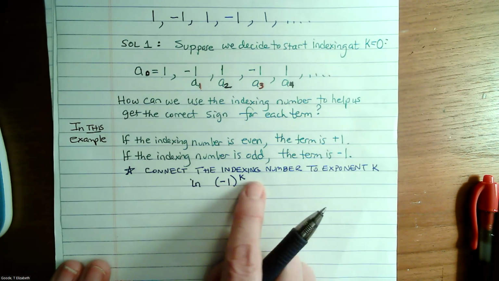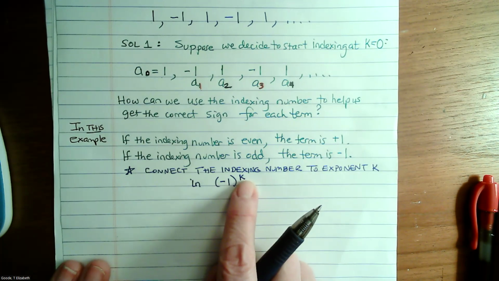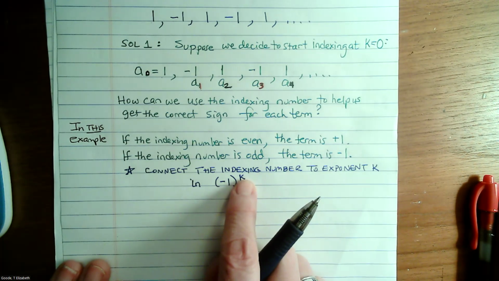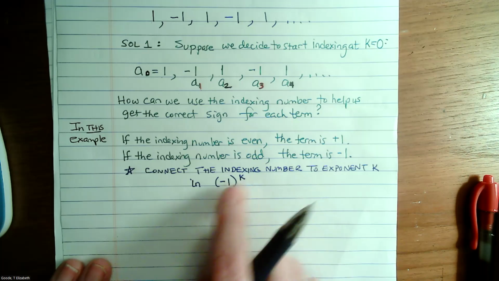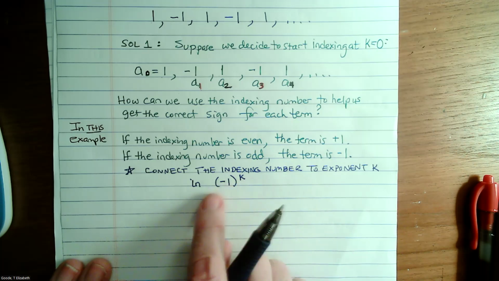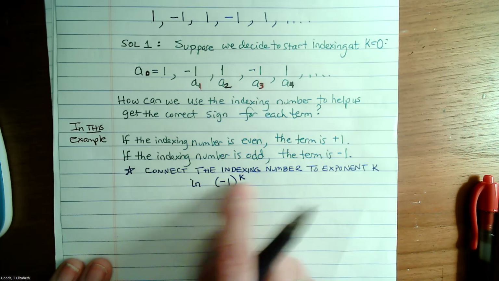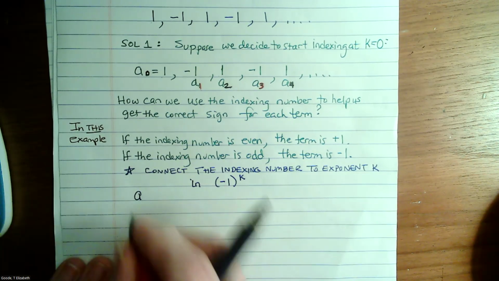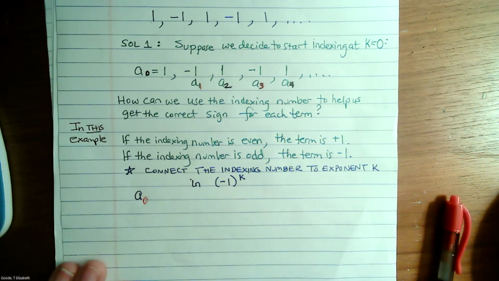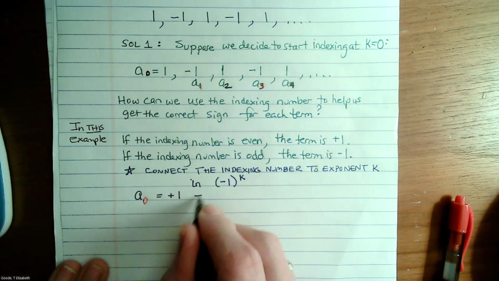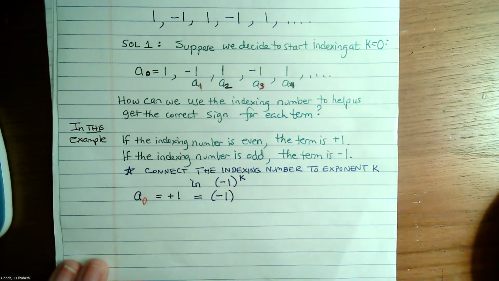If you raise negative 1 to an even integer power, you get positive 1, like negative 1 to the 0 is positive 1, because any real number raised to the 0 is positive 1, including a negative real number, except 0. We don't raise 0 to the 0, but any non-zero real number raised to the 0 is going to be positive. So a sub 0, which is positive 1, that is negative 1 raised to the 0.